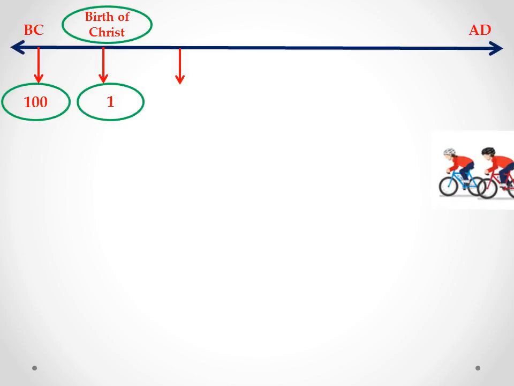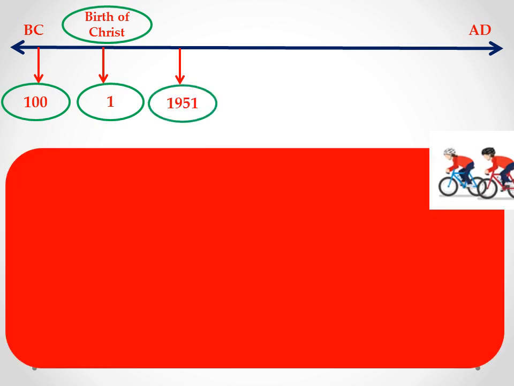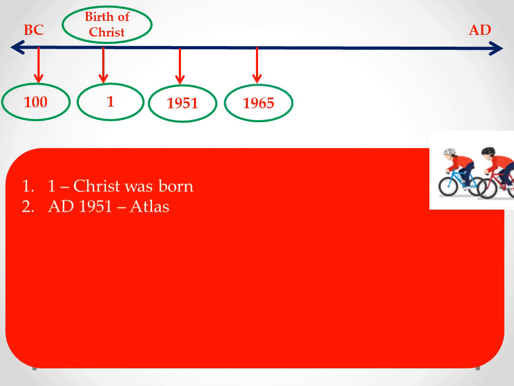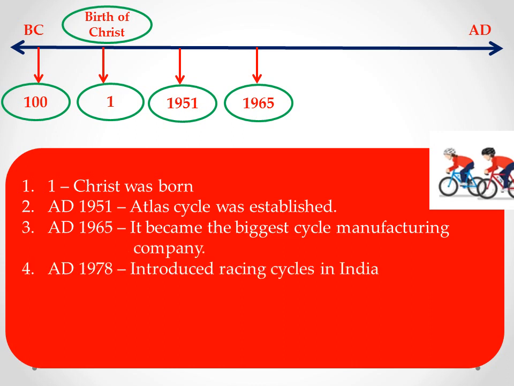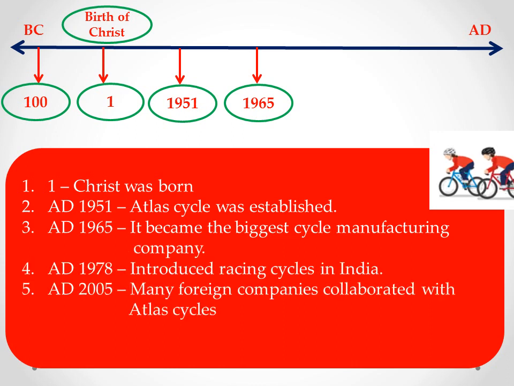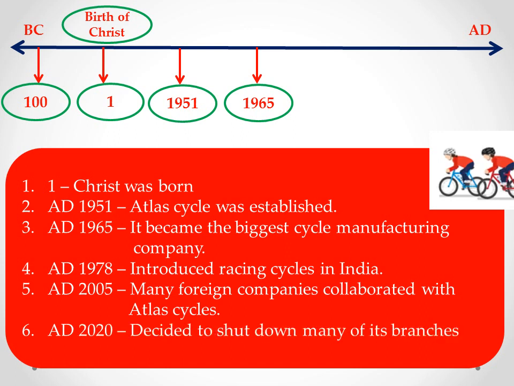In 1965, Atlas emerged as India's largest cycle manufacturing company. So, in the timeline you will place it after 1951. In AD 1978, Atlas introduced racing cycles in India. So, 1978 will be written after 1965. In AD 2005, many foreign companies collaborated with Atlas Cycles. So you will continue writing towards your right. After 1978, you will write 2005.